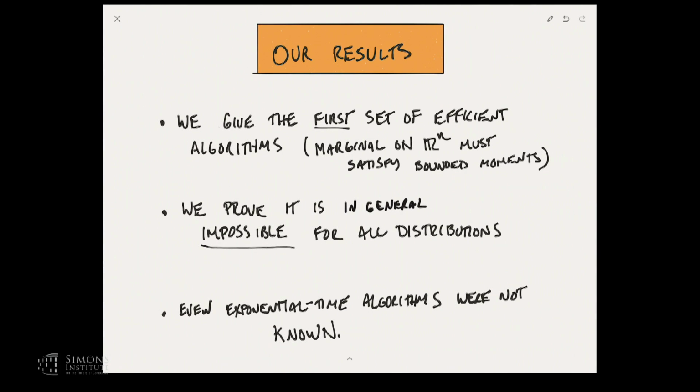We're going to do something like this. There's been some contemporaneous work that I'll mention on the next slide, but as far as we were aware, there were no results along these lines. So we give the first efficient algorithms for solving this problem. We're not going to get opt plus epsilon, but something sort of like it. We also prove that in general, if you don't make an assumption on the marginal distribution on X, it's impossible to get this dream result. And even exponential time algorithms that satisfied these properties weren't known.